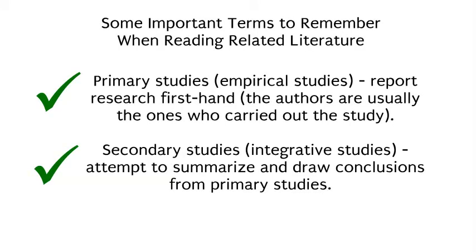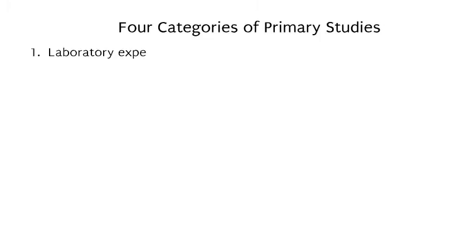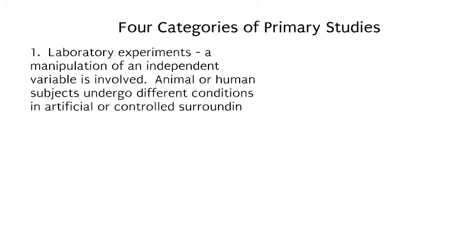Primary studies or empirical studies report research firsthand. The authors are usually the ones who carried out the study. Secondary studies or integrative studies attempt to summarize and draw conclusions from primary studies. We usually have four categories of primary studies.